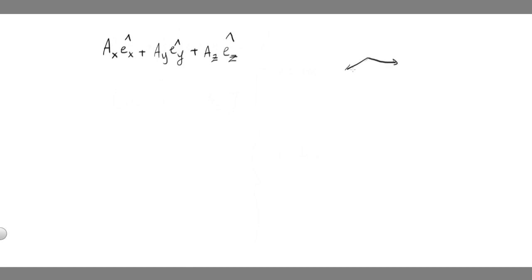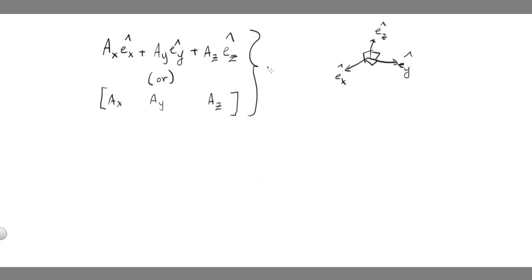So let me just show that visually. You have ex hat, the unit vector in the x direction, and ey hat and ez hat in the y and z directions, and all of these are orthogonal to each other. Alright, so we can also write this vector as (ax, ay, az), in order to just save some writing. So these are the ways we will denote vectors.